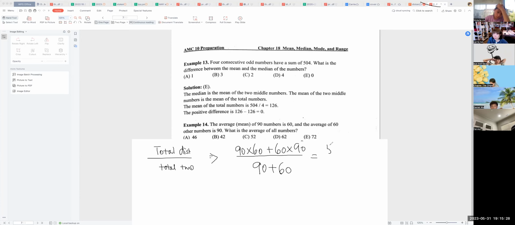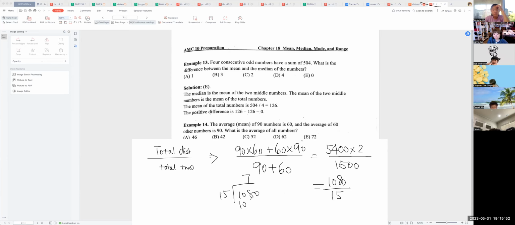So which is 5,400 times 2 divided by 150. So the answer is 108 divided by 15. Am I right? No. 1080 divided by 15. Sorry. So 1080 divided by 15. So the answer is 72. So the answer is E.